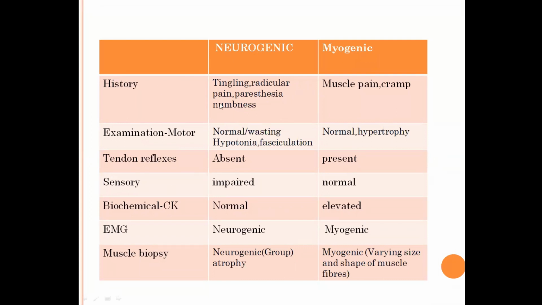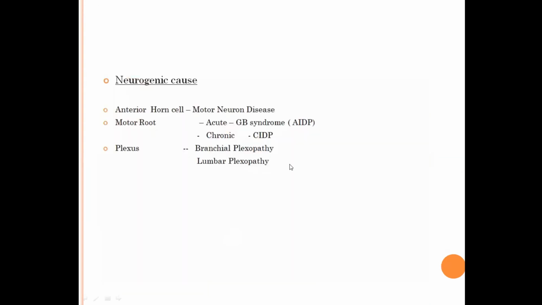Now that is about the clinical. Then the biochemical parameters. The creatine kinase is normal in neurogenic. In myogenic, it is elevated. EMG will differentiate between the two, and the biopsy also will differentiate between the two. So we have clinical, biochemical, electrophysiological, and histopathological differentiation between the two. I'm not going into the details.